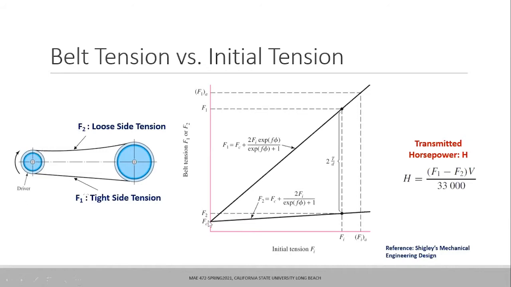And that is the reason that there is no torque being transmitted. But if I slowly start tightening this belt, what is going to happen? The initial tightening force keeps on increasing, and because of that, there is a difference being generated between the loose side tension and the tight side tension. And this gap keeps on increasing.